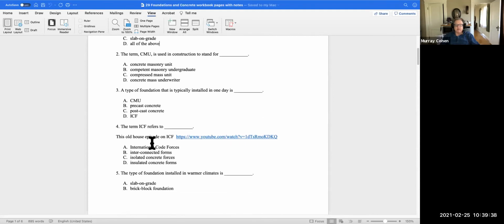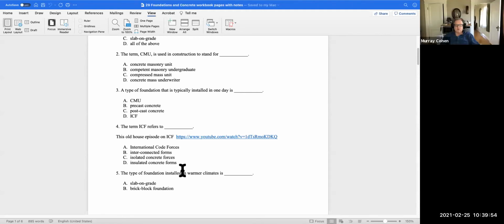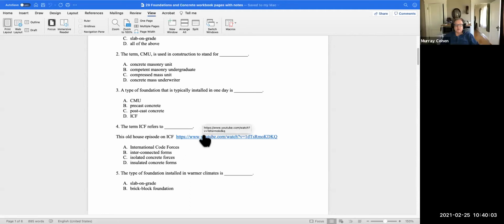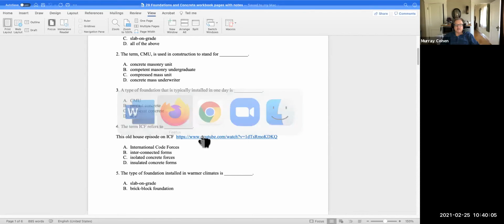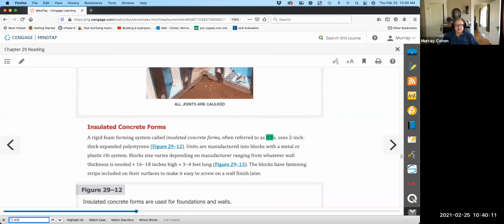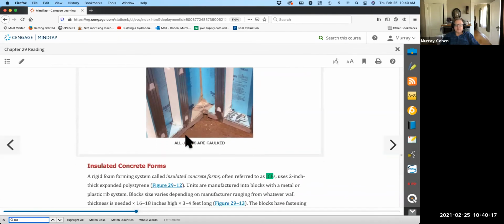Now, here is the term that you guys were talking about, which is ICF. The term ICF stands for insulated concrete forms. You said D, D as in David, insulation form. Yeah, exactly. And that is actually in here too. ICFs, insulated concrete forms, which are really interesting to me.